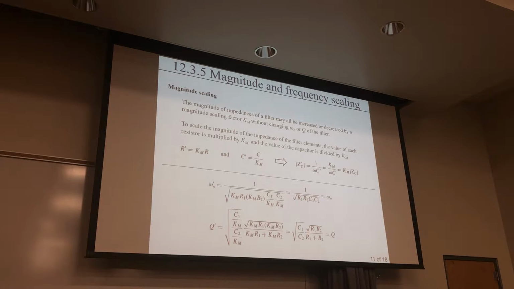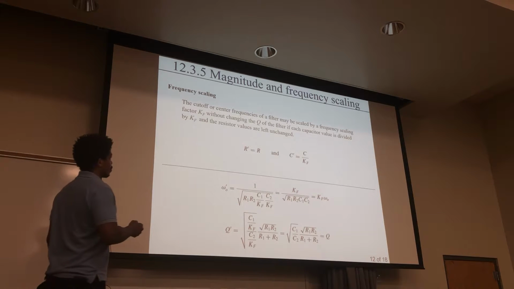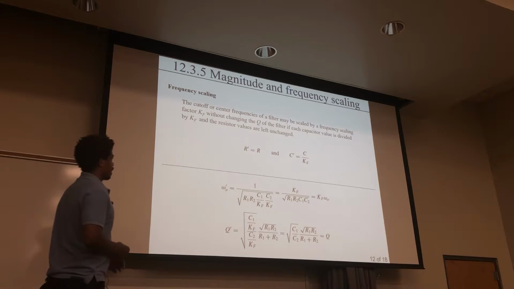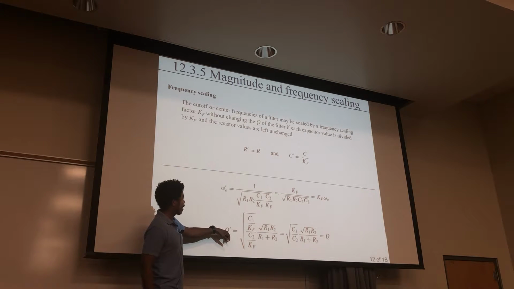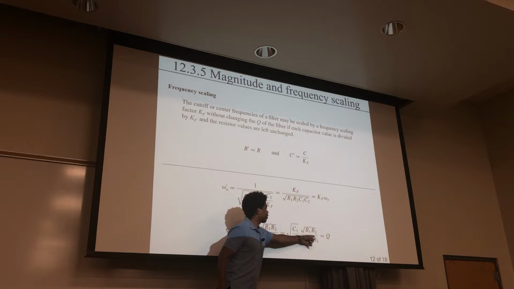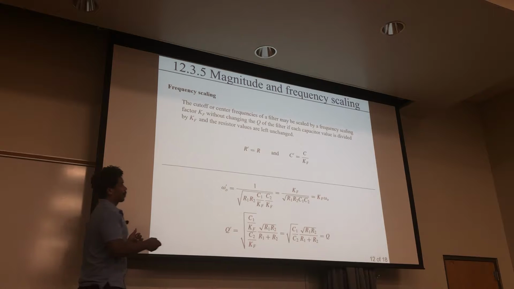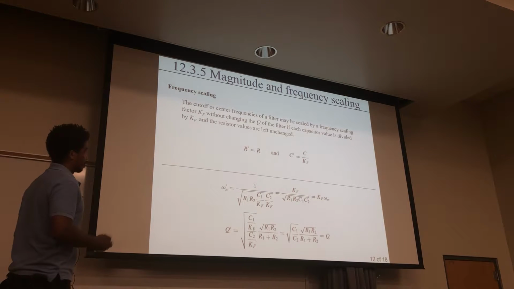So that's magnitude scaling. For frequency scaling, you leave your resistors alone, and you only change your capacitances. So you divide all of your capacitances by this value Kf. Okay, and so what that will do, it won't have any effect on your quality factor, right? By dividing all of your capacitances by Kf, there's no effect on your quality. But your frequency will scale by that value. So you can play around with your value for your magnitude and your frequency by doing that type of thing. You may even want to use both.